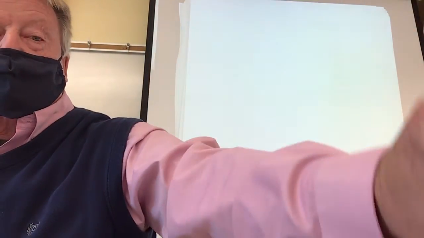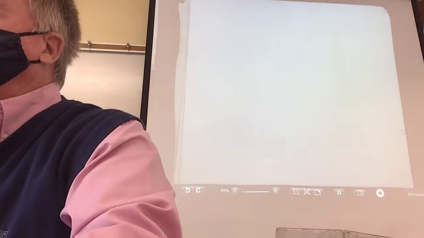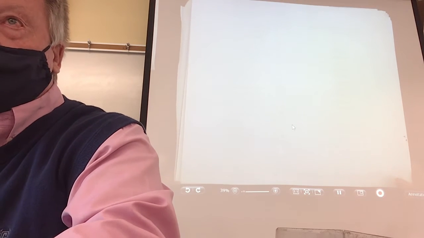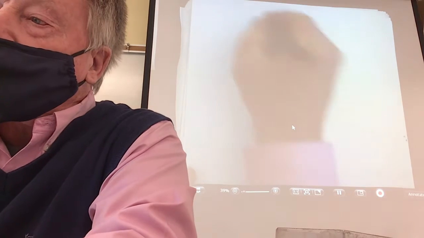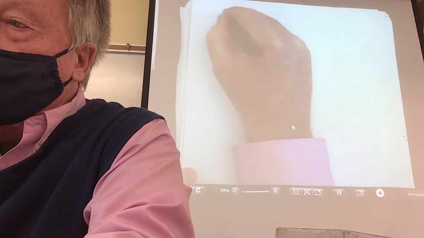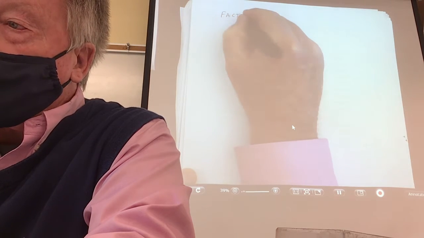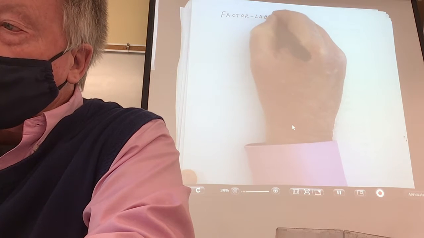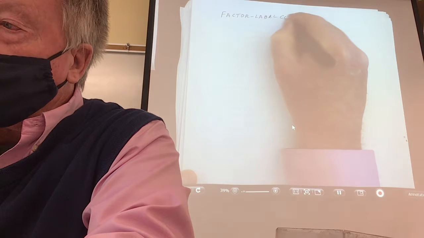Now, when you're learning something, like you're learning how to use a tool, asking questions is the best thing you can do. So whatever happens in class, I want you to ask a lot of questions. So here's the name of this. What we're doing is called factor label conversions.